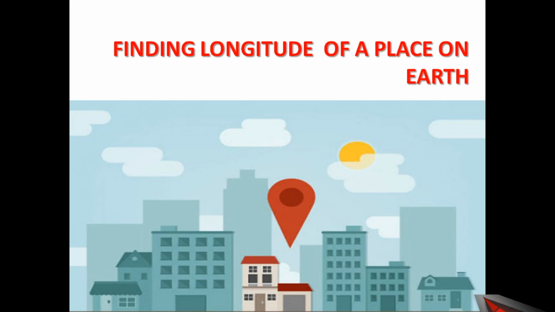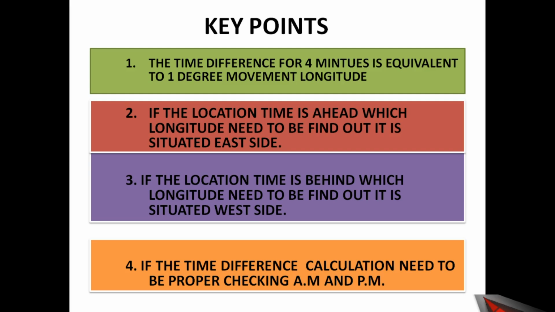As I said before, there are some key points that I need to remember while doing these sums. Let's look at the key points. Number one, a time difference of 4 minutes is equivalent to 1 degree movement of longitude. This is the opposite way of writing, because we are going to do the longitude sum.